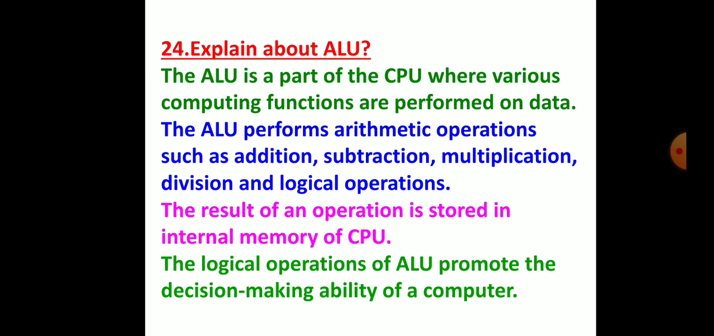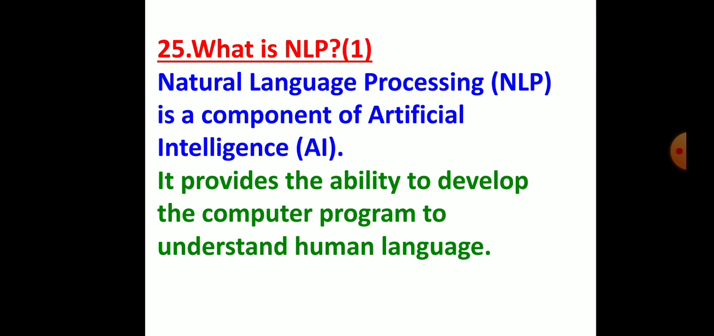Explain about ALU. The ALU is a part of the CPU where various computing functions are performed on data. The ALU performs arithmetic operations such as addition, subtraction, multiplication, division, and logical operations. The result of an operation is stored in internal memory of CPU. The logical operations of ALU promote the decision-making ability of a computer.